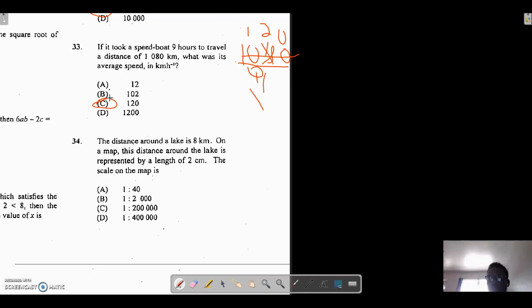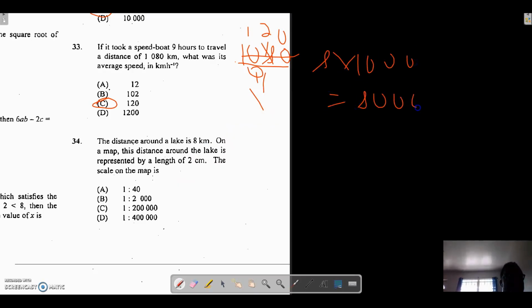34. The distance around the lake is 8 kilometers. On a map, this distance around the lake is represented by a length of 2 centimeters. The scale on the map is. Now, to get the scale on the map, I'm going to have to convert 8 kilometers to centimeters. Right? Now, we can go from kilometers to meters first. So 1,000 meters make a kilometer. So to get 8 kilometers in terms of meters, it would be 8 times 1,000, which is 8,000.